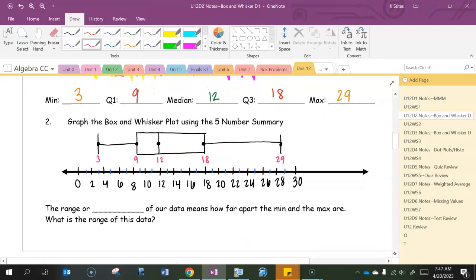One vocab word we use in box and whisker plots and in other types of plots is called the range. It's also called the spread. And that is how far apart the min and the max are. Our max is 29, our min is 3, so we subtract them to find our range, and it would be a range of 26. Again, that's just the difference between the min and the max, and you'll subtract those every time.